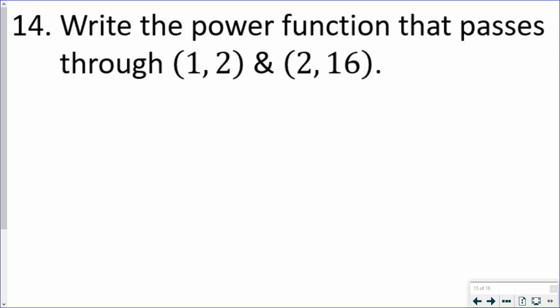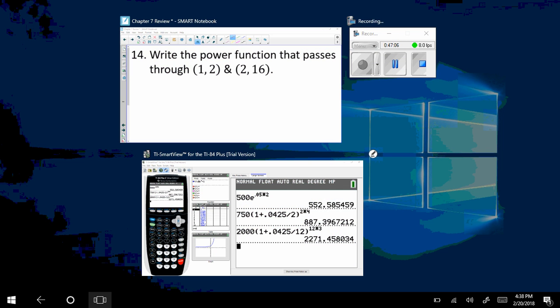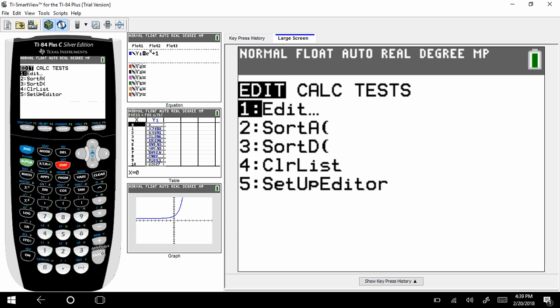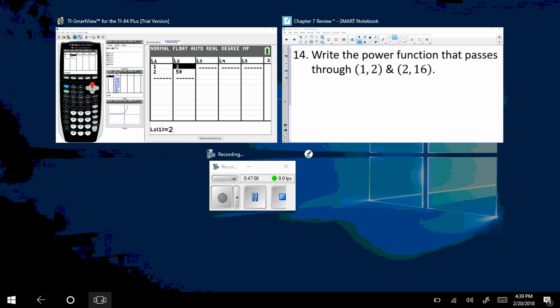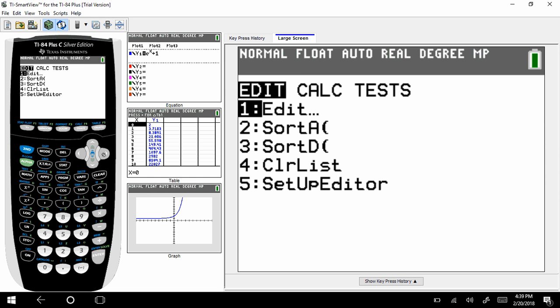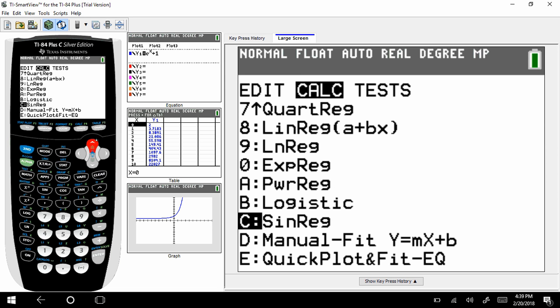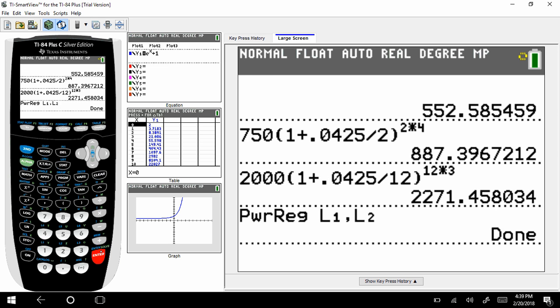Okay. All right, so this is one of the calculator problems. So we have 1, 2, and 2, 16. So we go stat, edit. We have 1, 2, 1, 2. And then we had 2 and 16. Then stat, calculate, and this time we want the power regression. And it should be list 1 as x, list 2 as y. Hit enter a few more times.